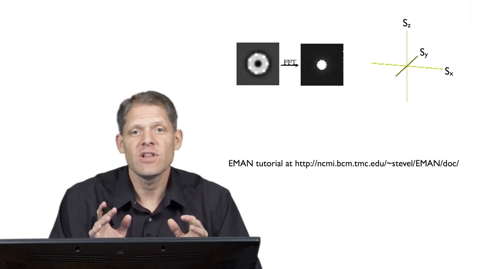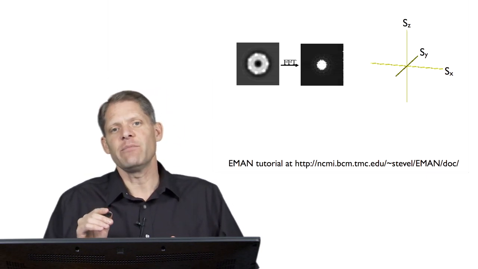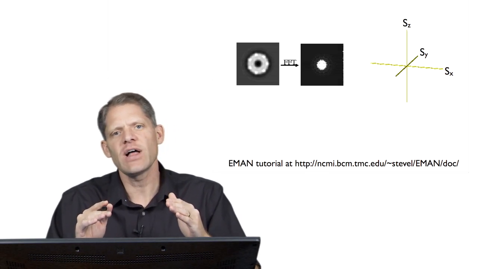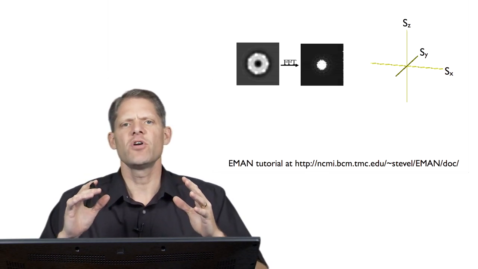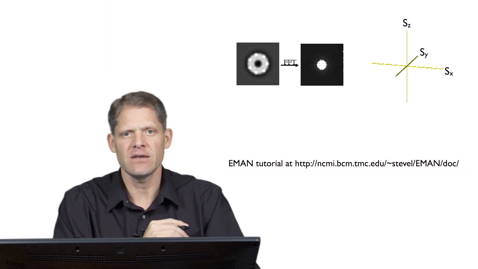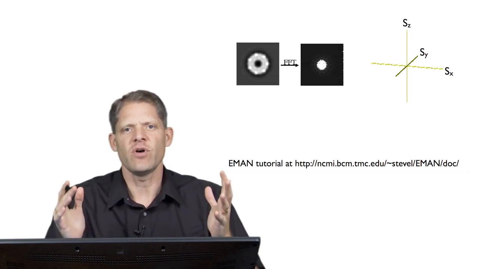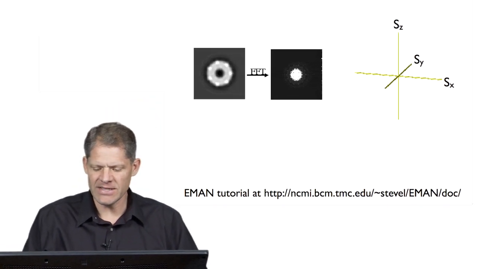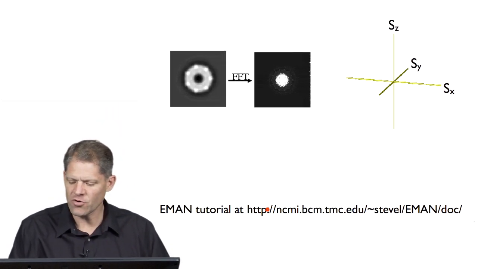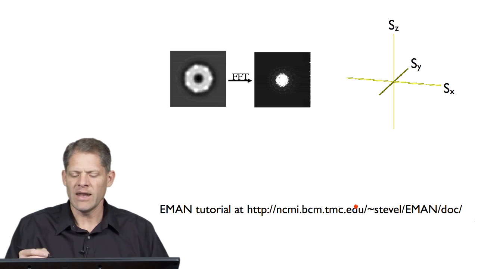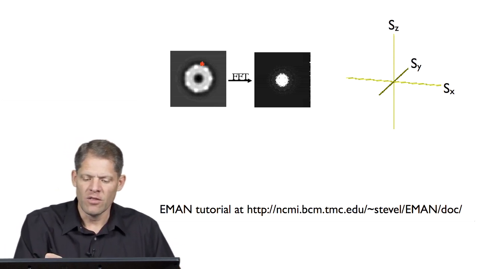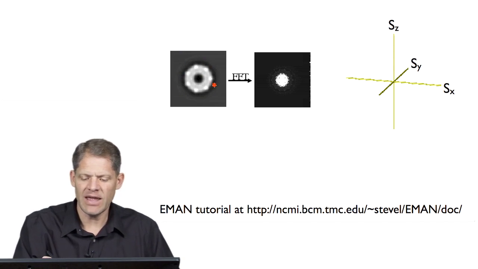Once we have a set of class averages, the next step is to figure out the relative orientation of each of those class averages so that we can merge the information that we get from each one into a full three-dimensional reconstruction. And to illustrate that, I'll use slides, again, taken from the EMAN tutorial here. And as I showed in the intro, but we'll go into a little bit more detail this time, the process begins by taking a class average.